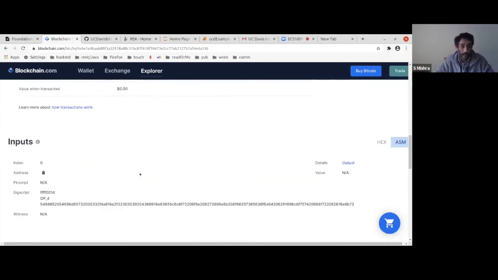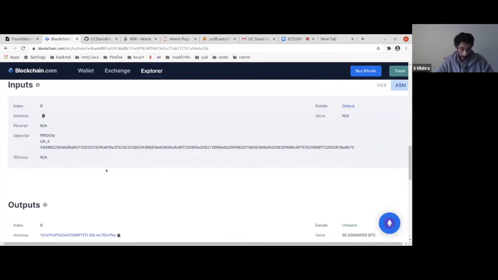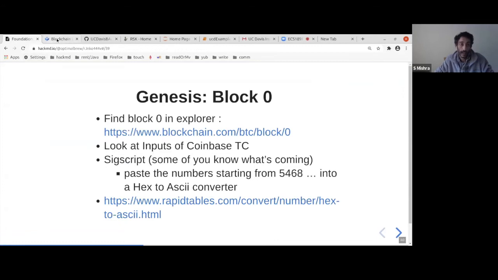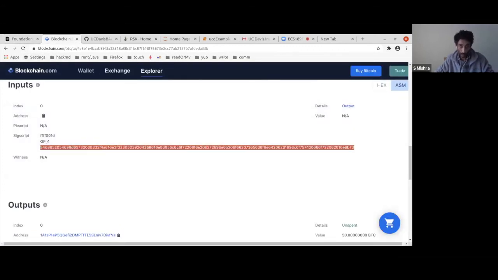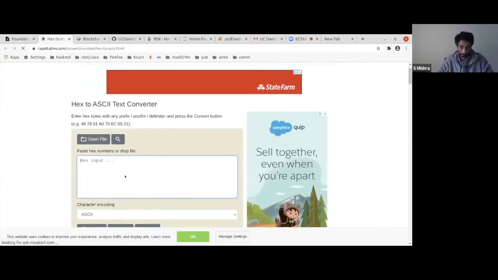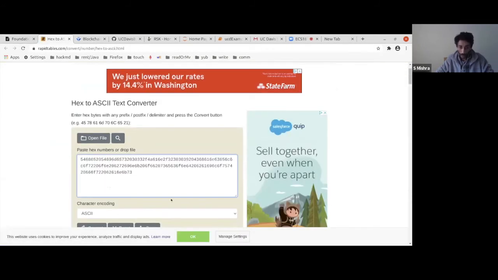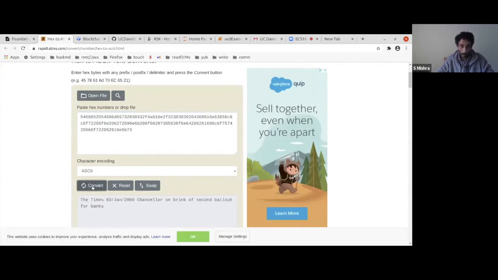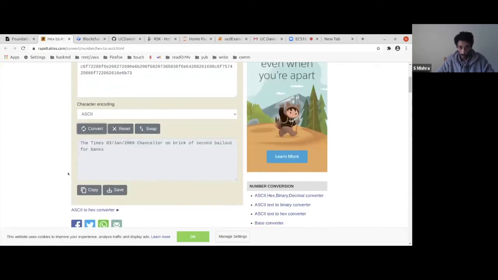himself or themselves. And the input to that block, obviously, since nothing was there before, is some arbitrary data that Satoshi put in. Now, some of you would have seen this before. And these are actually characters that we can convert to ASCII to see a message from Satoshi in. So some of you know this already. For the others, it may be a little bit fun. And here is the message that he left us.